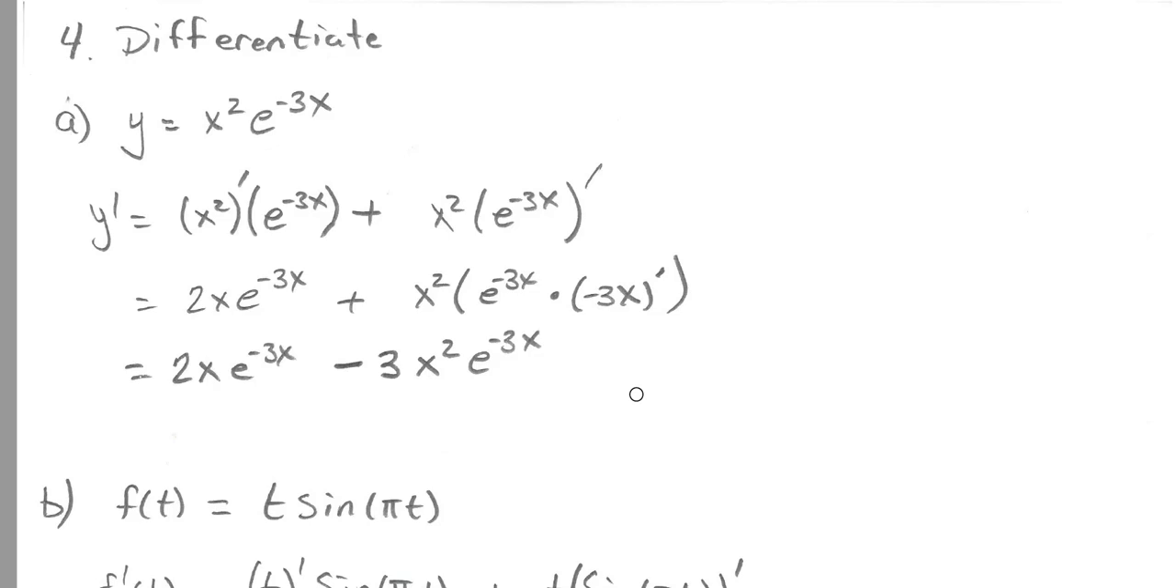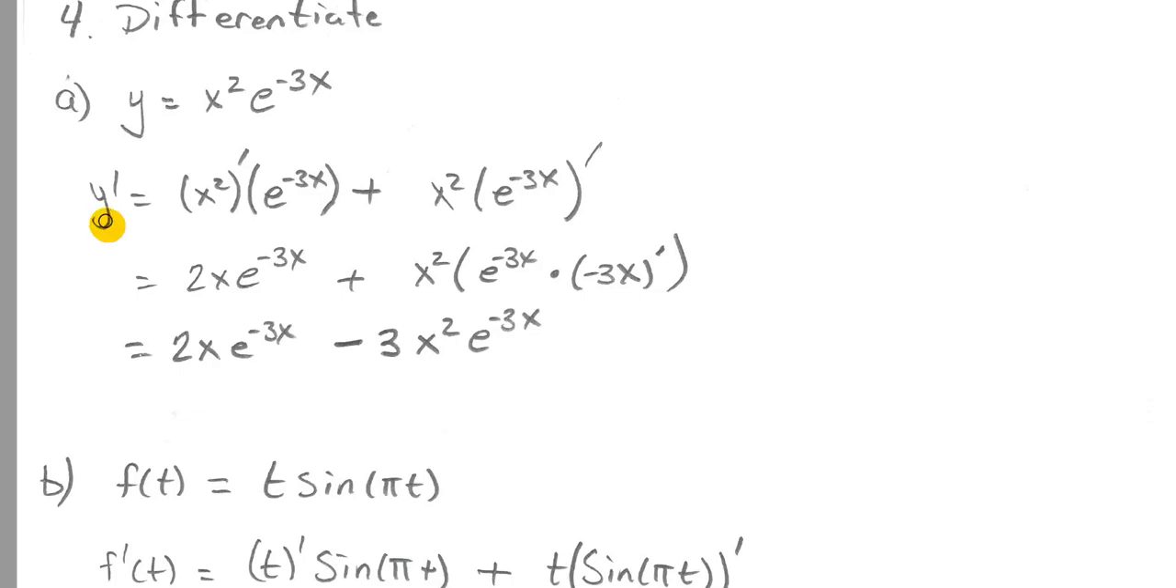Test number 2, practice test / review, question number 4, A, B, C, and G. There's also on the practice test a section E and F, but I will let you do those on your own. We are asked to differentiate, in this case, y equals x squared e to the negative 3x.